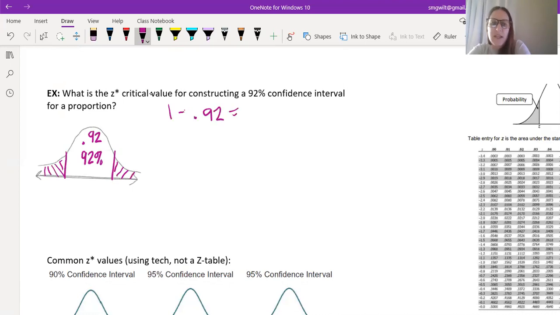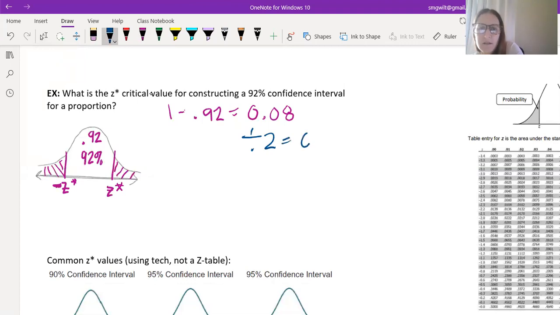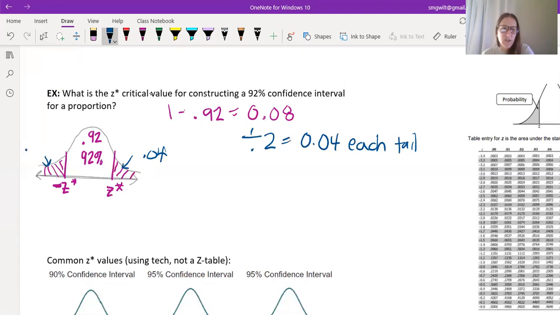So that means that the tails represent 8% of the entire population. I want to know just one tail though in order to find the z-score, because this is negative z-star and this is positive z-star. And so in order to find the appropriate z-score, I need to divide this number by 2. So that means that each tail is 4% of that graph, right? So one of these is 0.04, one of these is 0.04.